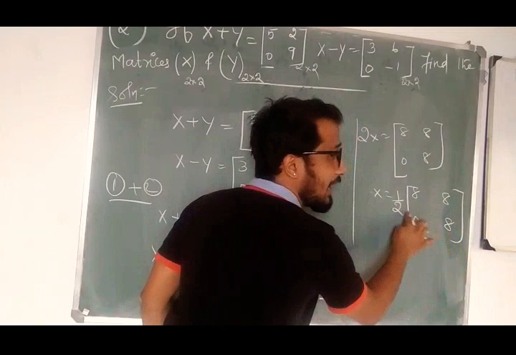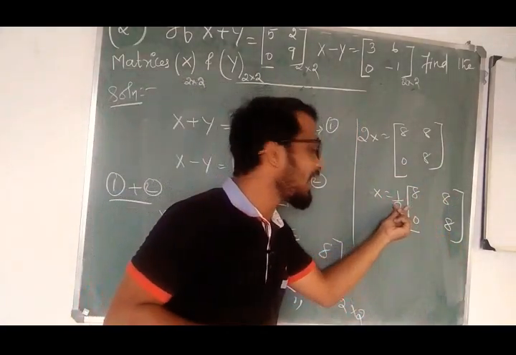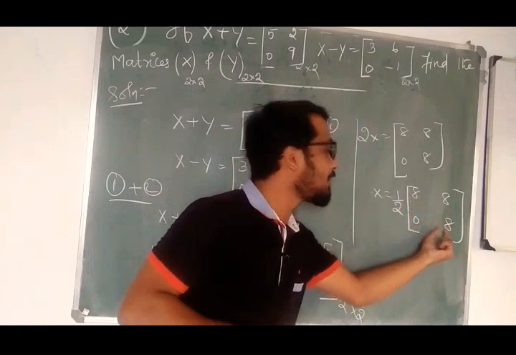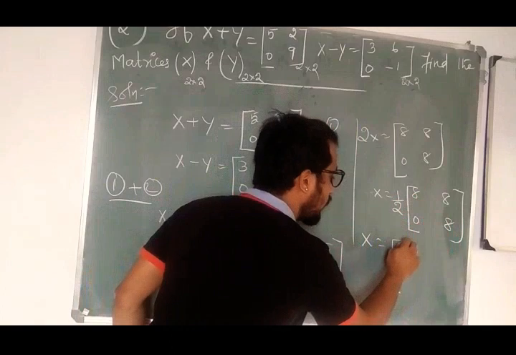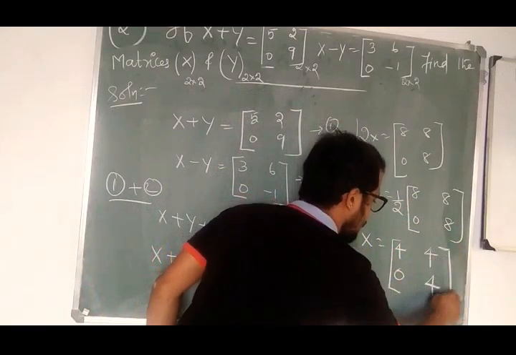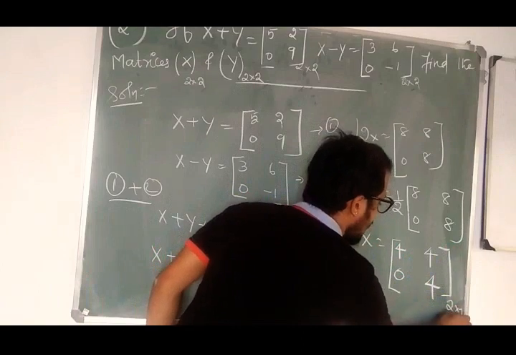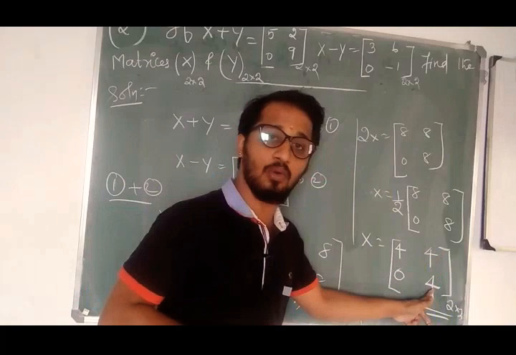This is nothing but a scalar multiplication. That means 1 by 2 I have to multiply with each term in the matrix. That means x is equal to 8 by 2 is 4, 4, 0, 4. Order of this matrix is 2 by 2. Now the required matrix of x is [4, 4, 0, 4].